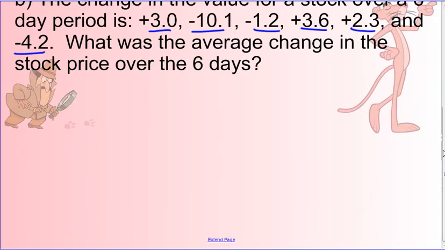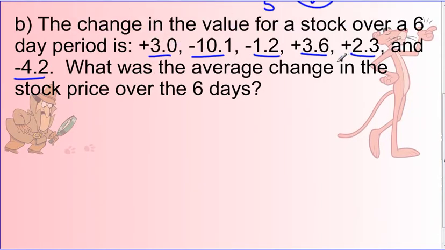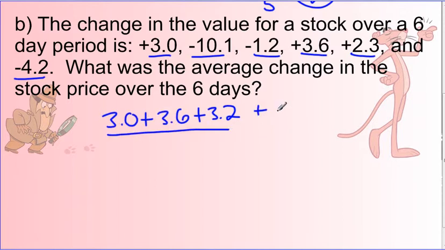Now again, we could just add up straight across, but it's probably easier to add all the positives together first, all the negatives together second, and then combine the positives and negatives. So I'm going to start right away with that. I'm going to list all my positives first. So 3.0 plus 3.6 plus 3.2. Those are my positives. Now my negatives. Negative 10.1 plus a negative 1.2 plus a negative 4.2.